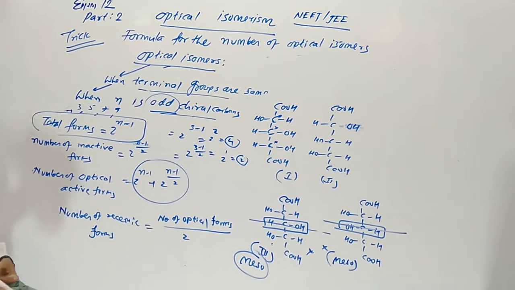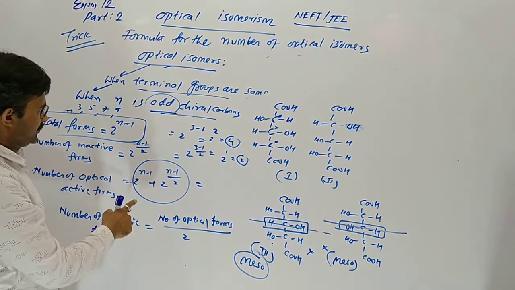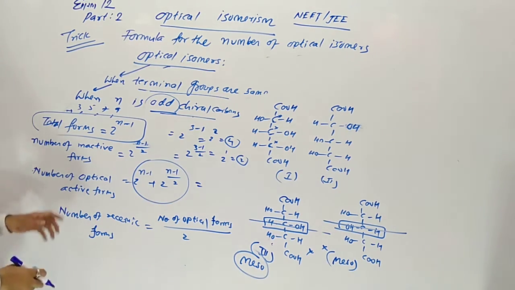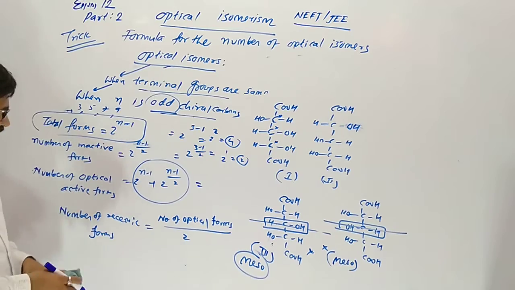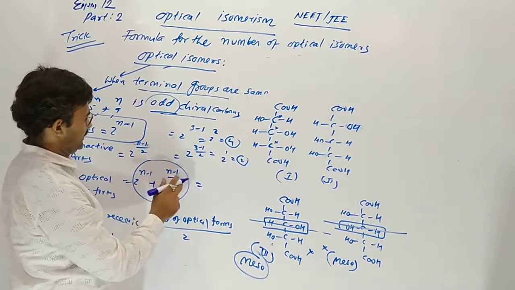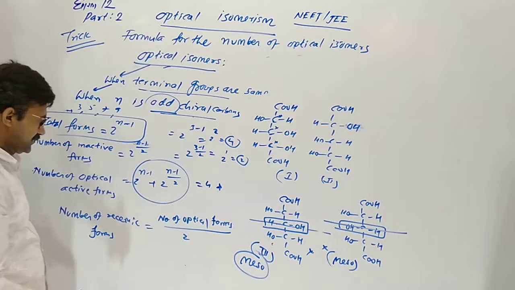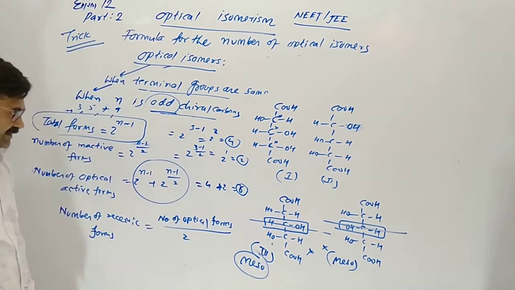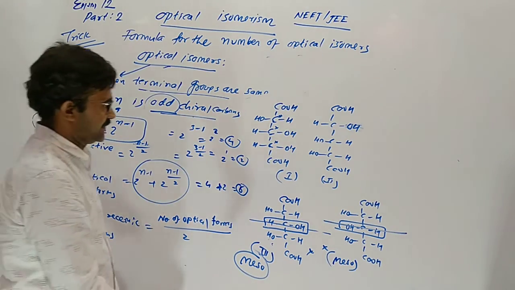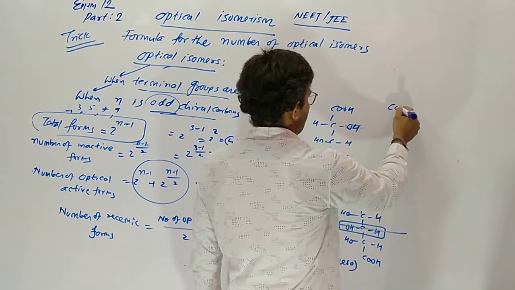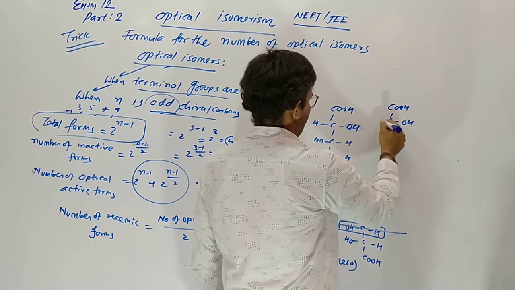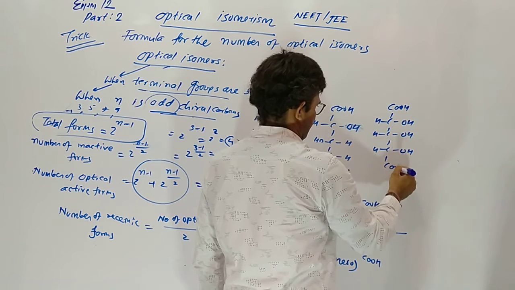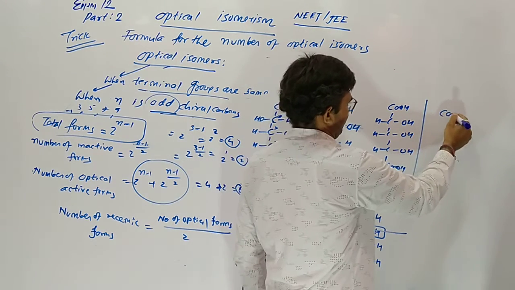Number of optically actives are 2 raised to n minus 1. These are total forms. For optically actives, 2 raised to n minus 1 means 4, plus 2. So total are 6. How can it be 6? We have to change here. COOH, OH, H, OH, H, OH, H, COOH. It gives a mirror image of it.